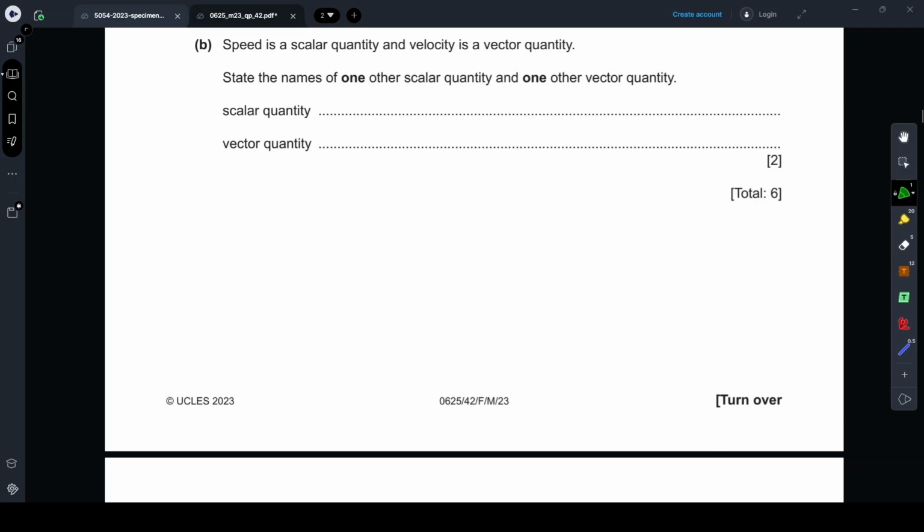So it's going to be magnitude. No, no. Name the quantity. They're not asking you to define what a scalar is. Oh, okay. Mass or distance. Mass is a scalar quantity. What's a vector quantity? Force.